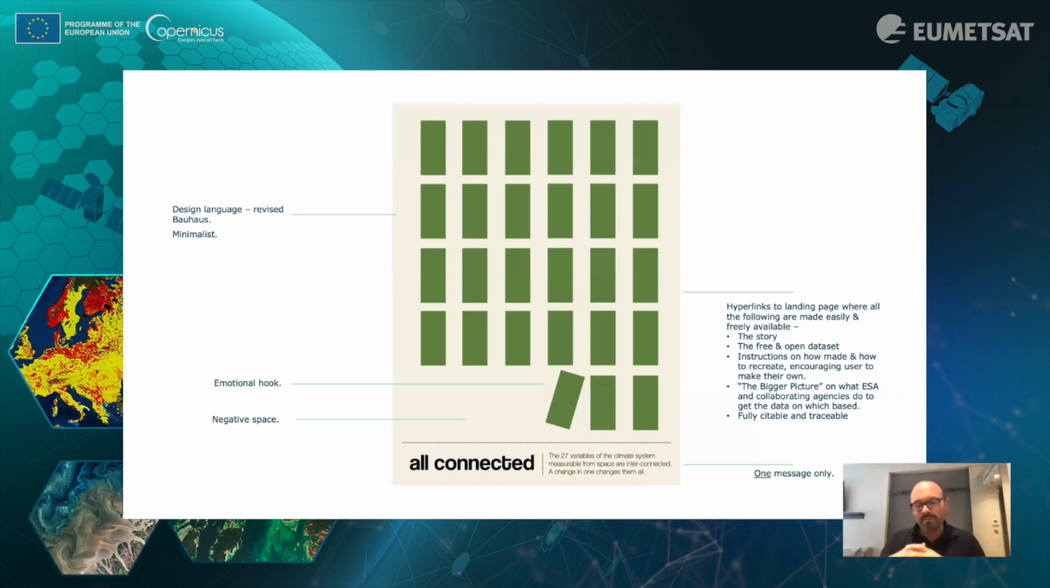So let me just explain what this image is. Each of the green blocks is representing an essential climate variable. We're looking at 27 of them in the climate change initiative, so we have 27 of them, and the emotional hook is that first one. It's a domino effect we're trying to get across to demonstrate that all these variables are interconnected, and that's the main message which you put in text at the bottom of each picture. So that's the first one.